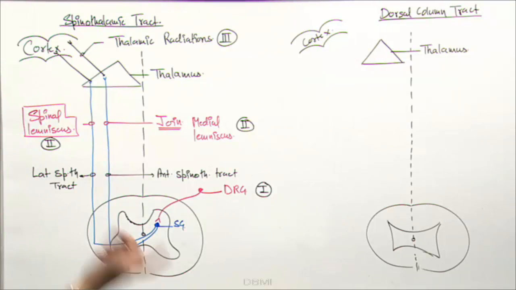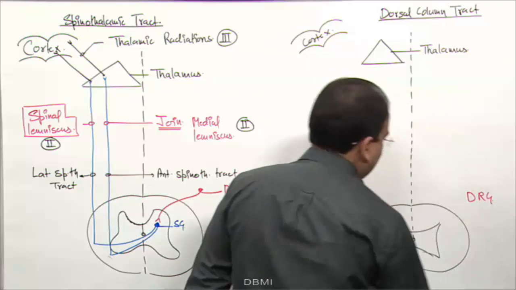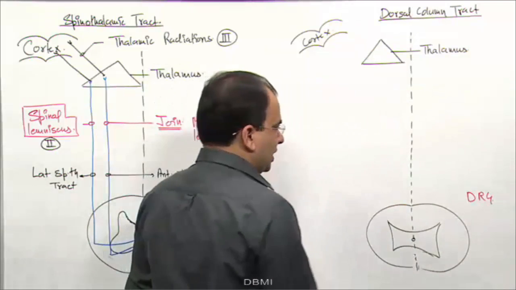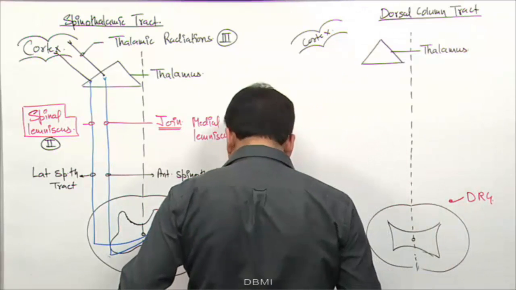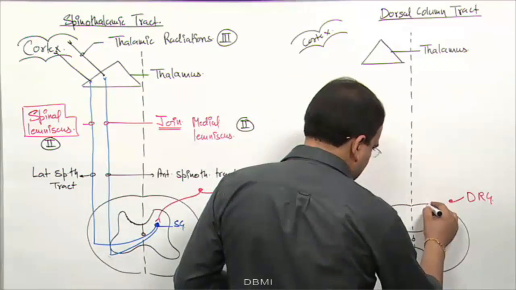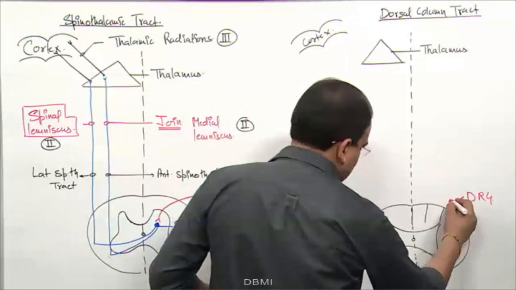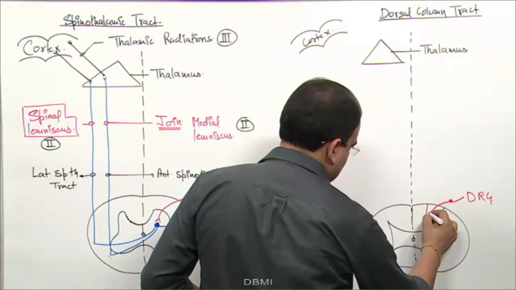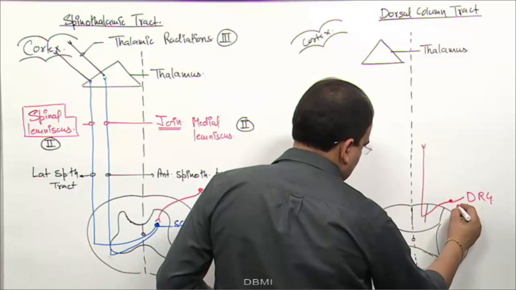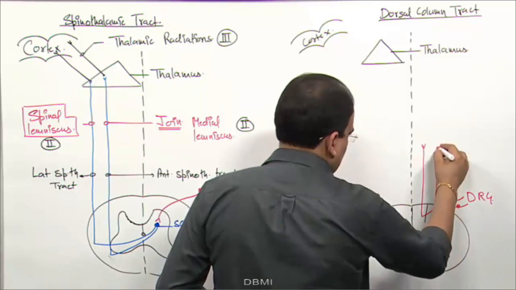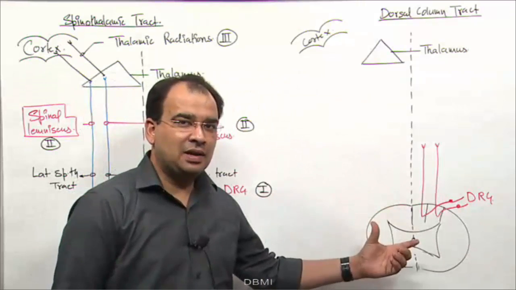Once again, the first order neuron, the DRG. The dorsal root ganglia is forming the first order neuron. Now look at the catch. The dorsal root ganglia, they will go directly into the fasciculus gracilis and fasciculus cuneatus. These DRG are going directly to the fasciculus gracilis and fasciculus cuneatus. We said we had a nucleus where they will relay, the nucleus proprius.